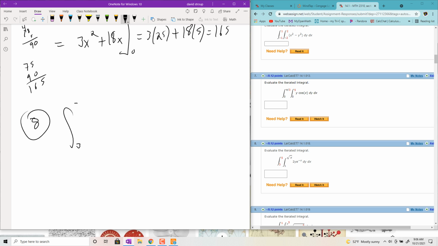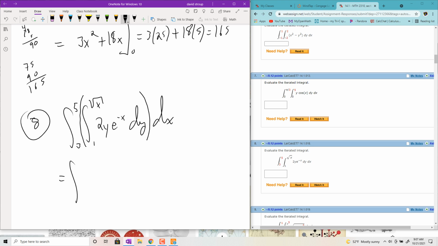The integral from 3 to 5, then the integral from 1 to the square root of x, then we've got 2y e to the negative x dy dx. And you could have dx dy, it doesn't matter. Just be careful that you're doing it with respect to the appropriate variable. In this case, with respect to y, you just think of e to the negative x as a constant and integrate the 2y part. So you get 2y squared over 2, that's just y squared e to the negative x, evaluating from 1 to the square root of x, dx.